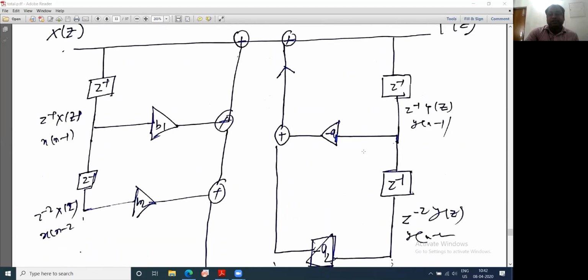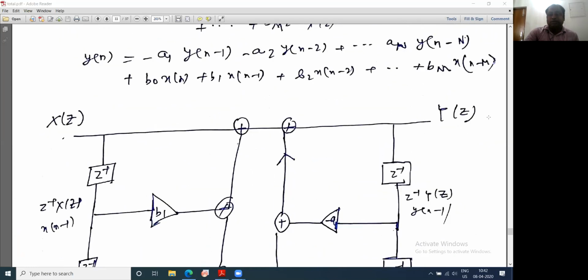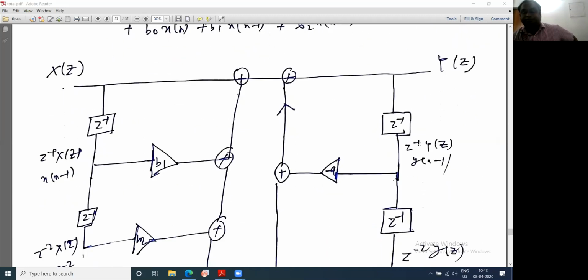Z inverse is essentially a delay, right? Now, since z inverse is essentially a delay, every time the input is getting delayed. Suppose this is Y(z); the inverse of this will be y(n). Now if you go through z^-1, this is z^-1 Y(z). If you take the inverse, that is y(n-1). So the output is getting delayed while going through z^-1. So z^-1 is essentially a delay. So it is a hardware delay, right?